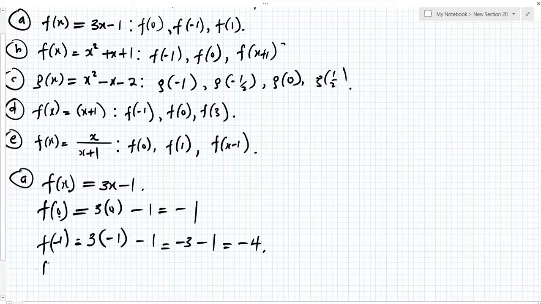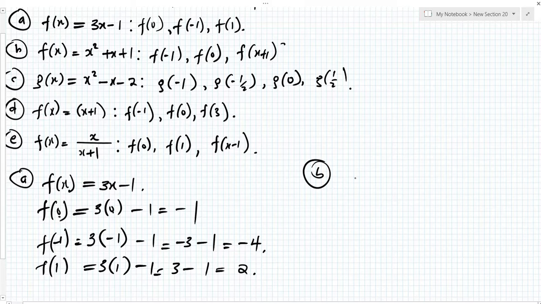Now this f of 1 will be 3 times 1 minus 1, which is 3 times 1 is 3, minus 1, this will give you 2. So let's do the b part. The b part, you have f of x equal to x squared plus x plus 1.